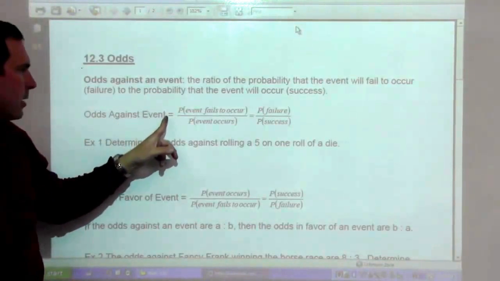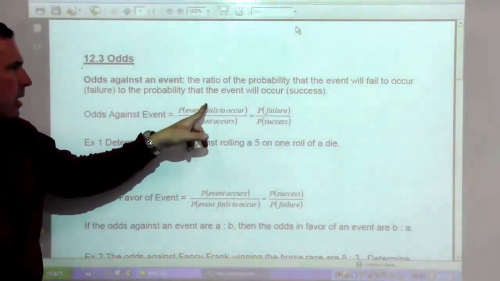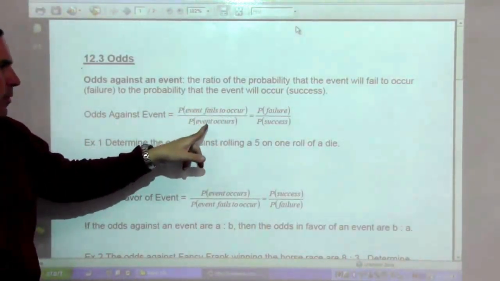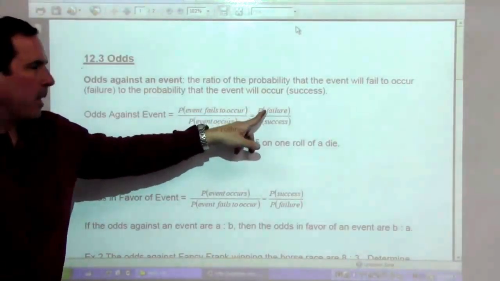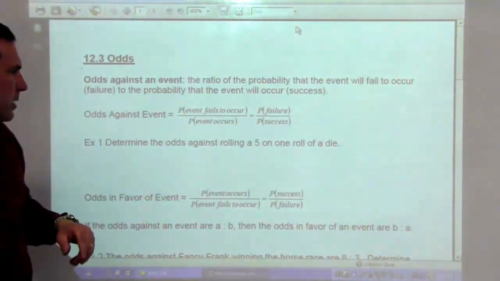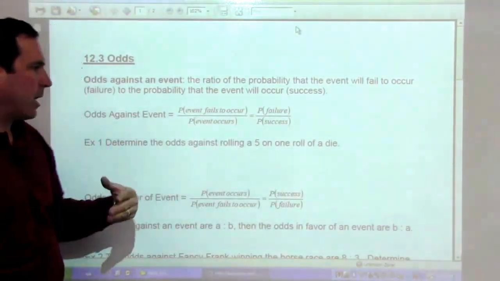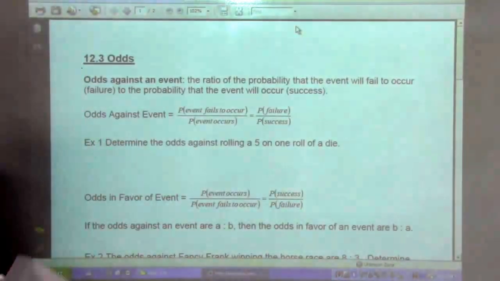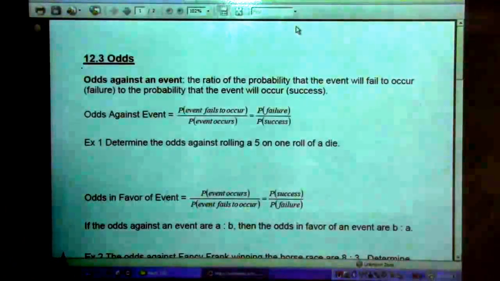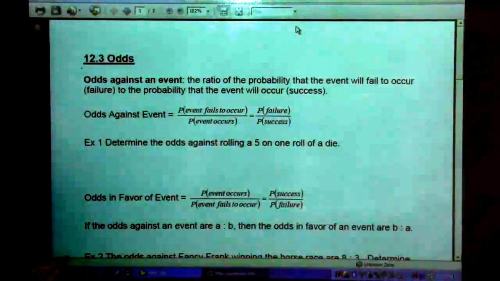So odds against an event would be the probability the event fails to occur over the probability the event does occur. That's probability of failure over probability of success. You could also look at it as how many ways can it not happen compared to how many ways can it happen. So example 1, determine the odds against rolling a 5 on one roll of a die.